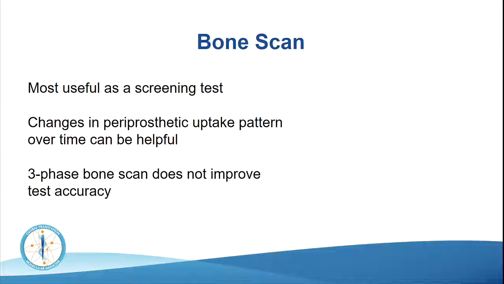What about the bone scan? The role of the bone scan, I think, is probably limited to that and is most useful as a screening test. Changes in periprosthetic uptake patterns over time can be helpful in giving us an idea as to whether or not the complication, or the patient's symptoms, I should say, are related to the joint replacement. But it is important to note, not a lot of data have been published, but the data that have been published note that the three-phase bone scan does not improve the accuracy of the test.